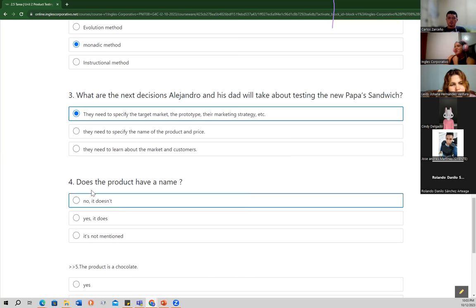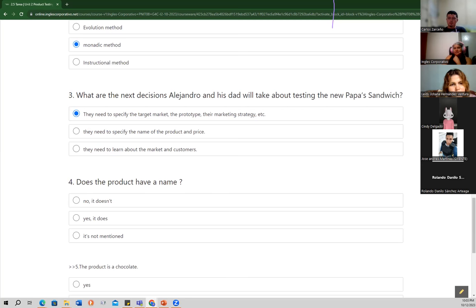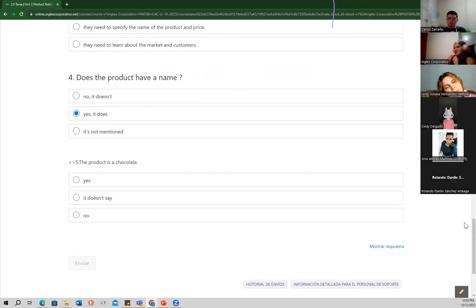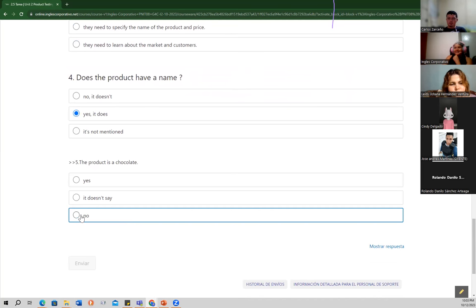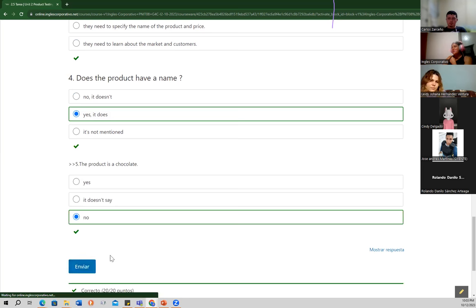That is the one. Does the product have a name? Yes or no? Yes, it does. Papa sandwich. The product is a chocolate? No. Okay. Very good. There you have the 20 points. Can send it.